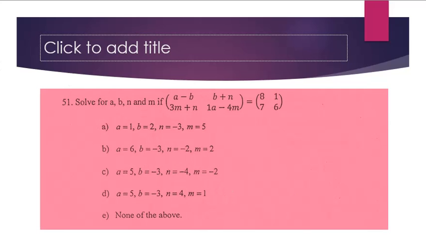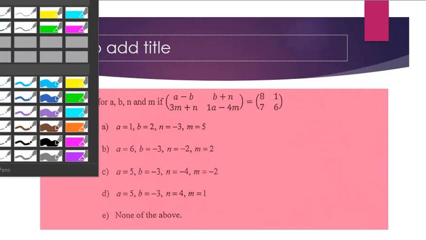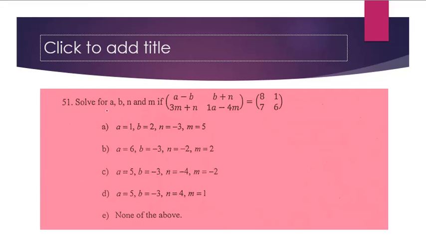Okay, so we have another question. We have to solve for a, b, n, and m if this form of a matrix is equal to this 2 by 2 matrix. So we have to find the values for a, b, n, and m. Now this is where back calculation comes in. You could use back calculation to arrive at your final answer without going through any stress.